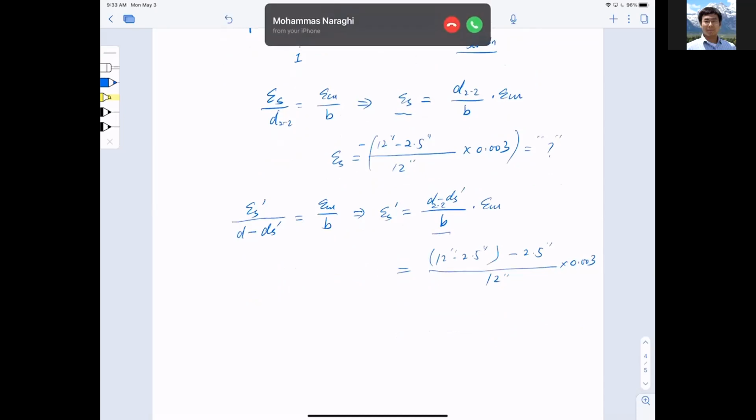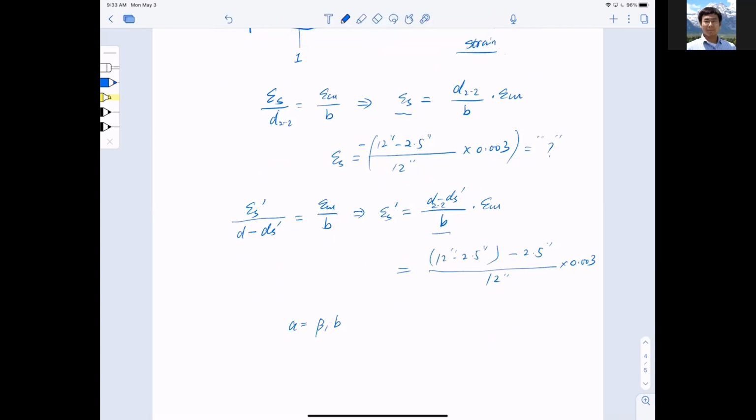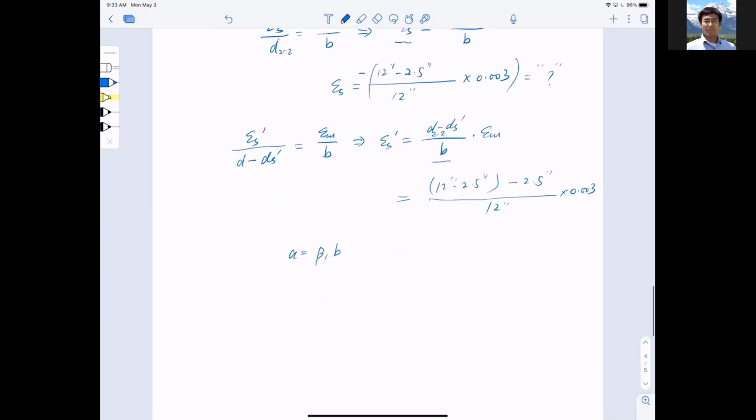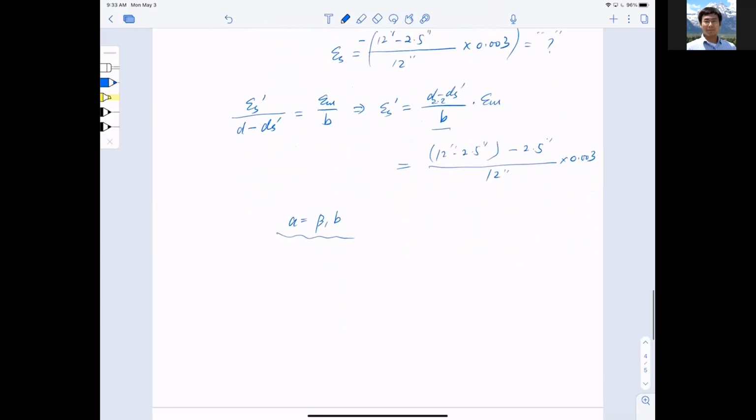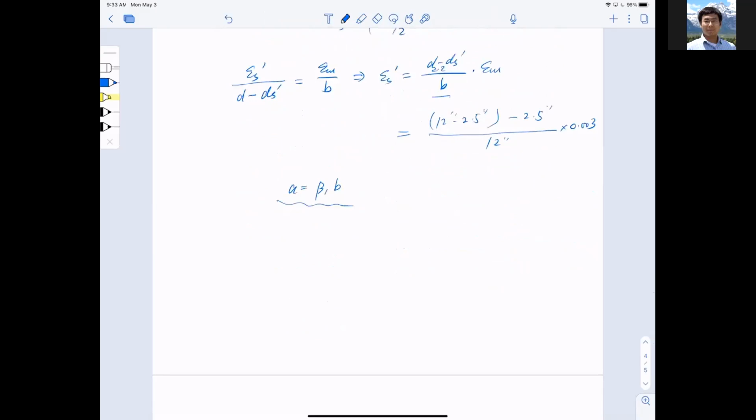Now I get a equal to beta 1 multiplied by b. This is the actual compressive zone A. Once I have that, I can start to calculate my internal forces. And don't forget, beta 1 is still 0.